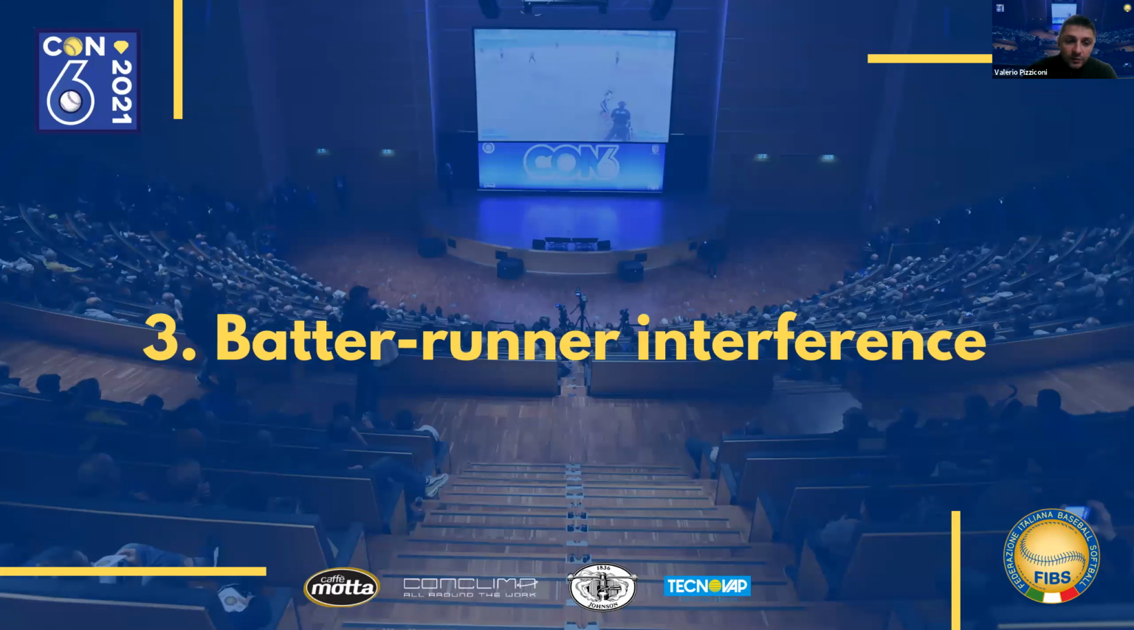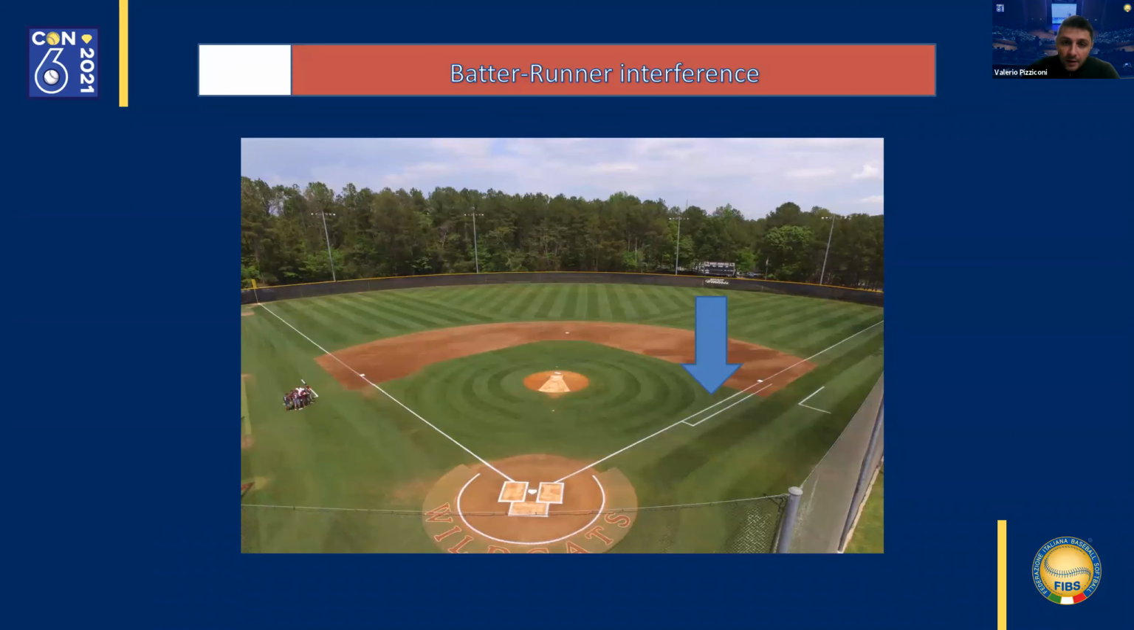The third case to be discussed today is batter-runner interference. This takes place when a hitter, who becomes a runner after putting the ball in play, obstructs the defensive team from performing their responsibility by running outside of the dedicated baseline along first base. This extra line, as you can see on your screen, is only included on the second half of the distance between home and first base.